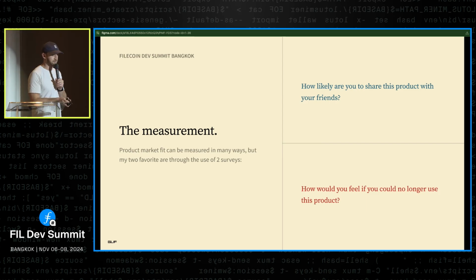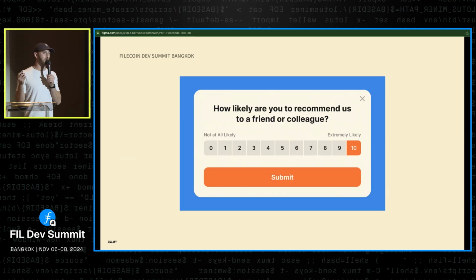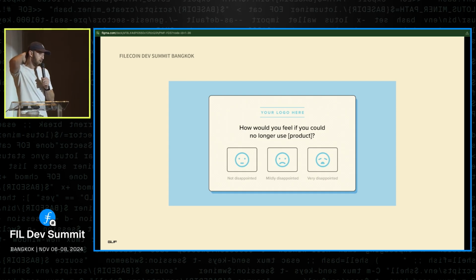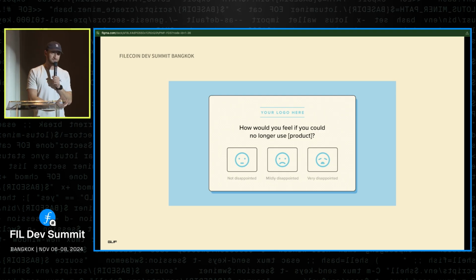And now with this in mind, we see these things on the internet all the time, right? How many times do you see this? I see this quite frequently, especially with new SaaS products, right? And same with this one. How would you feel if you could no longer use our product, right? These are companies assessing their own product market fit, and they're trying to understand, do they have it or not? And not just a binary, but also a spectrum, right? You can have strong product market fit, you can have weak product market fit, and anywhere in between, or no product market fit.